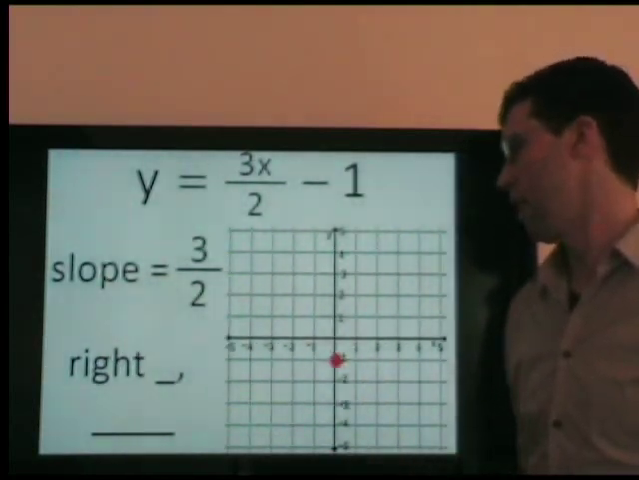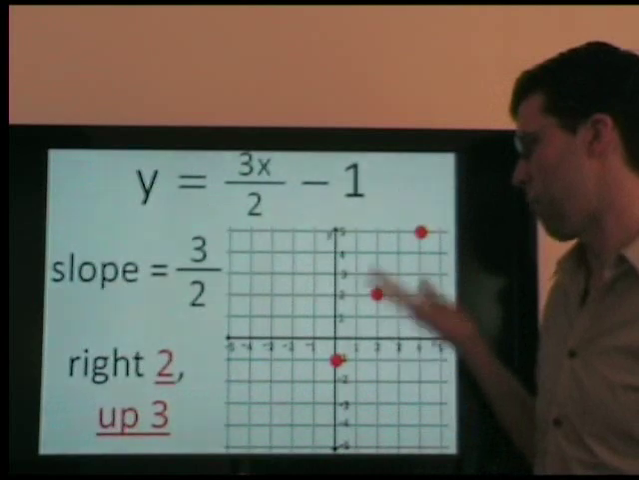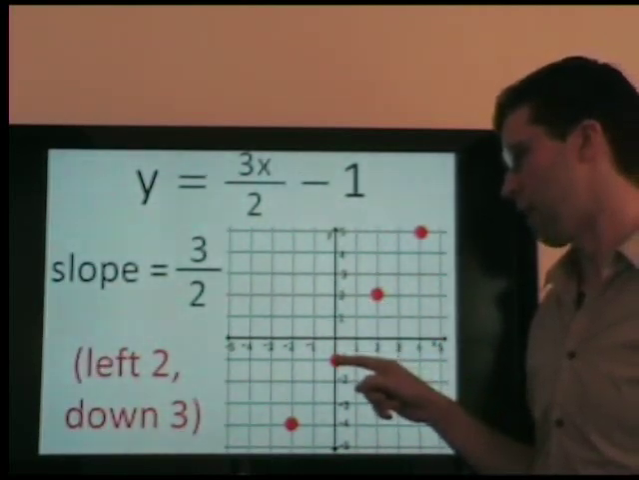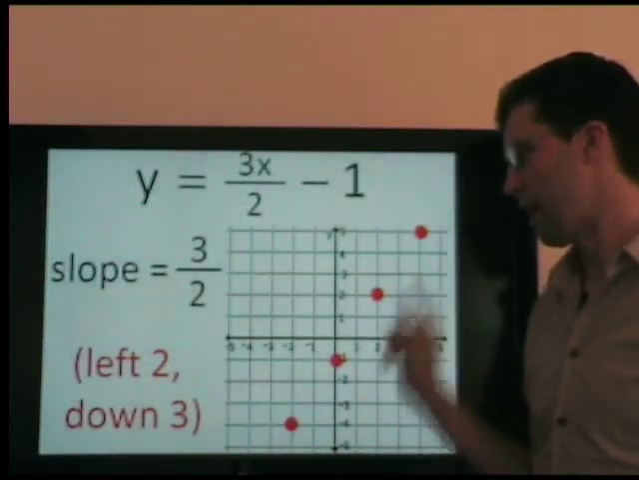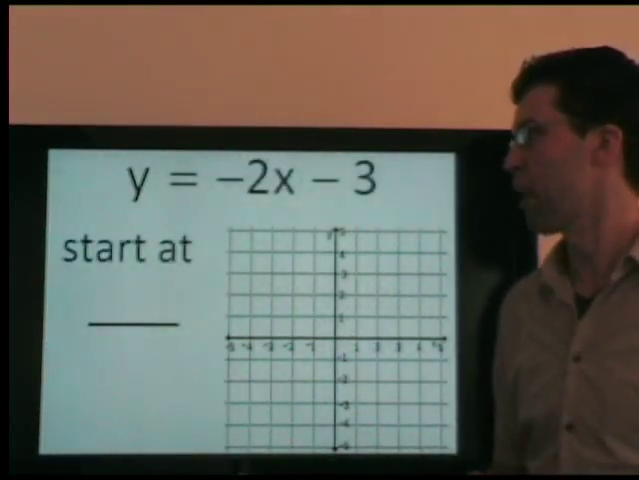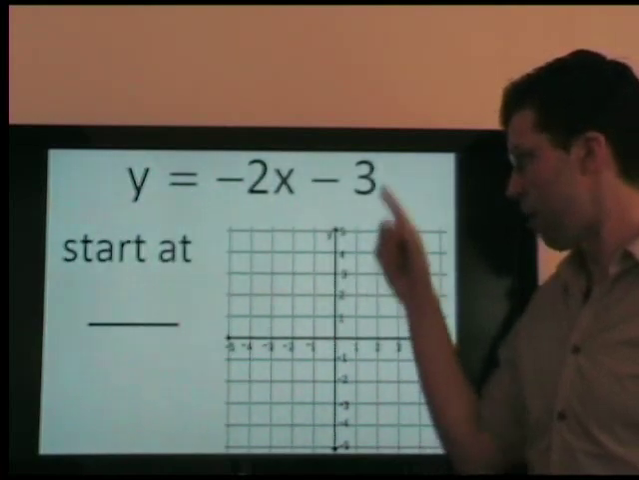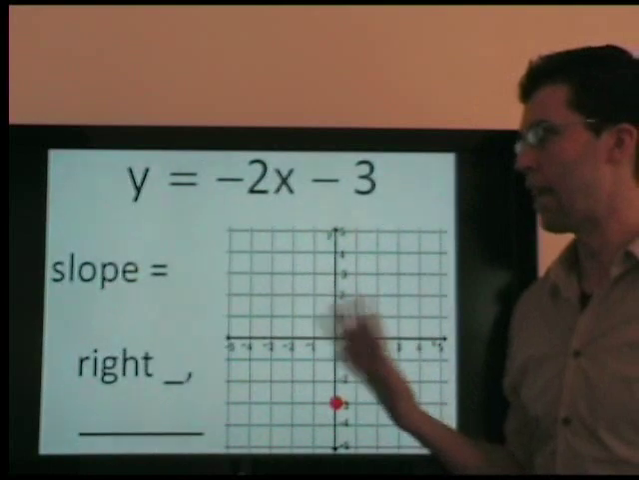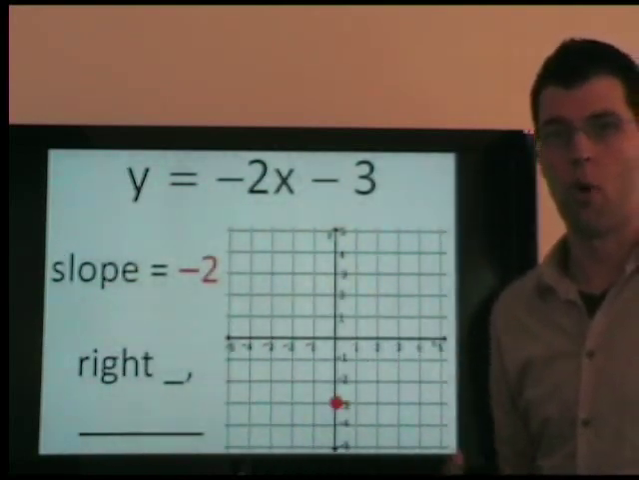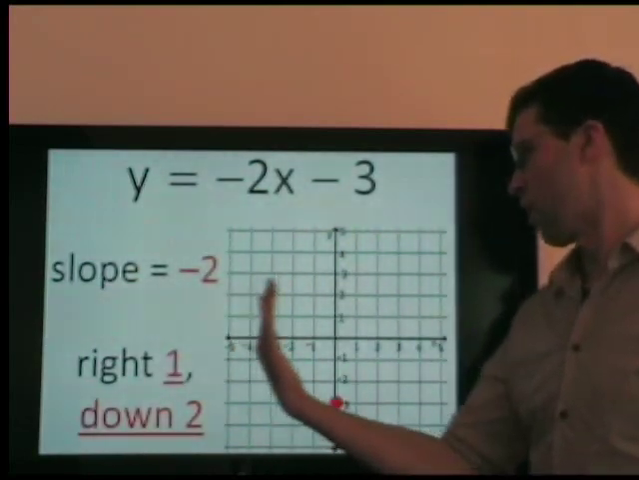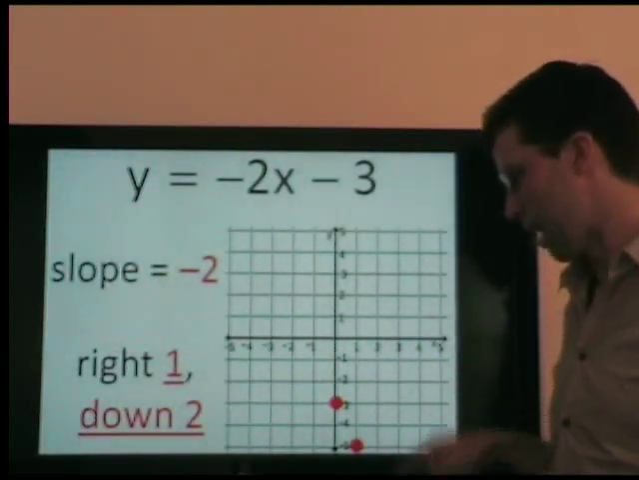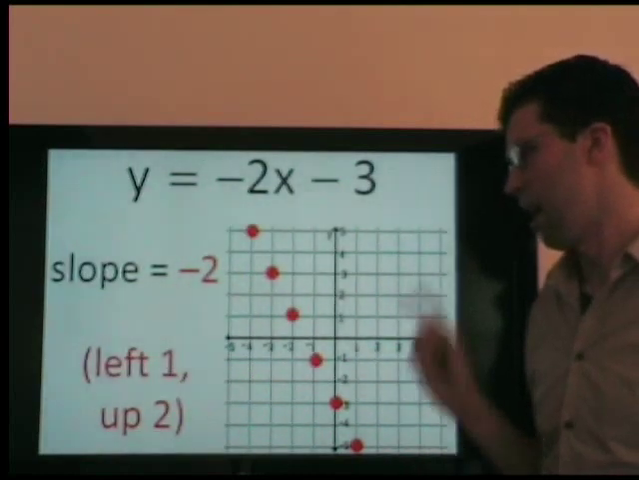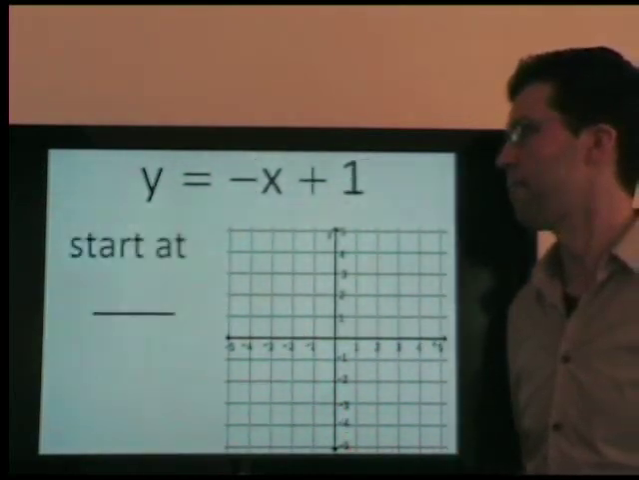What does that mean? It means as we go right 2, we go up 3. Right 2, up 3. That's the same as left 2 and down 3. Left 2, down 3. And connect, that's our graph. Where do we start? Not 0, 0, but 3 down from there. 0, negative 3. What's the slope? Negative 2, or negative 2 over 1. What does that mean? We go right 1 and down 2. Right 1, down 2. That's the same as left 1, up 2. Left 1, up 2. We connect, that's our graph.